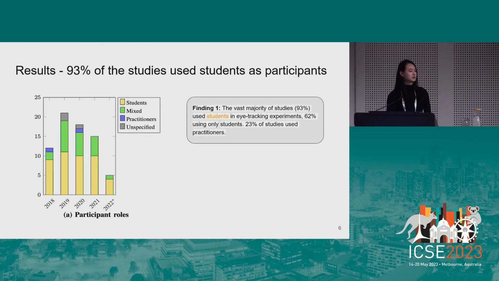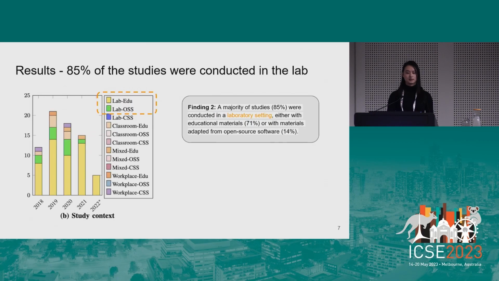So what we have found, first, approximately 93% of the studies used students as participants. Some of them used only students, and some of them used a mix of students and practitioners. Second, approximately 85% of the studies were conducted in the laboratory setting. So you can mainly look at the green and the yellow bars.